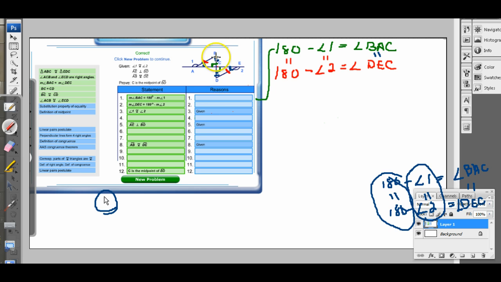So if these two are congruent, then this little point here in the center, the midpoint, cuts them in half. That's the definition of a midpoint. So we can then conclude that C is the midpoint because it makes two equal sections on either side of it, two equal line segments.